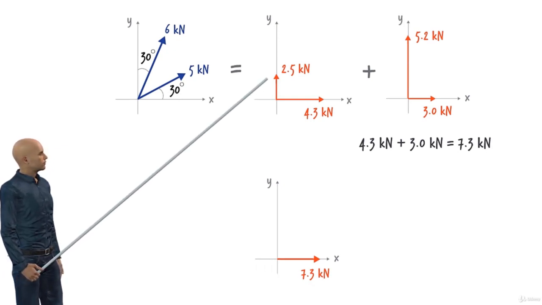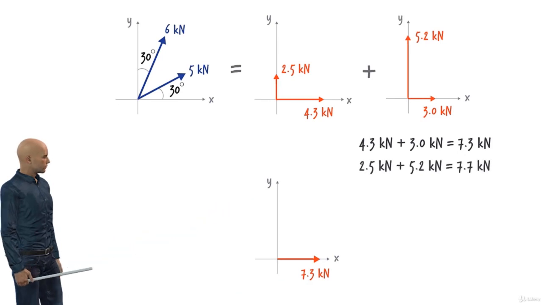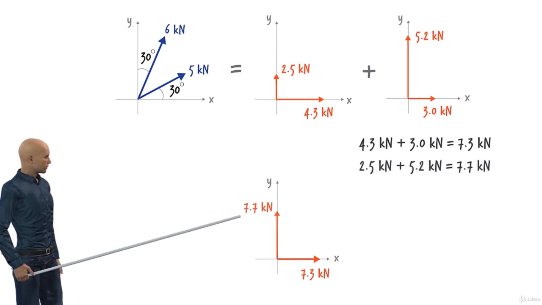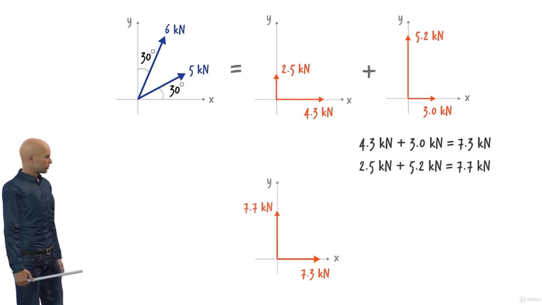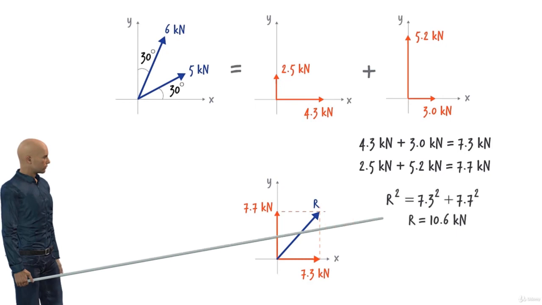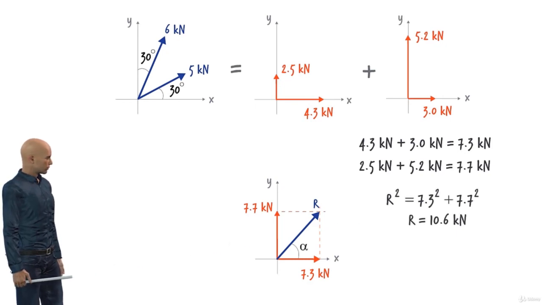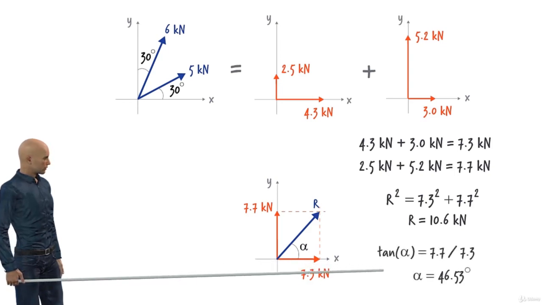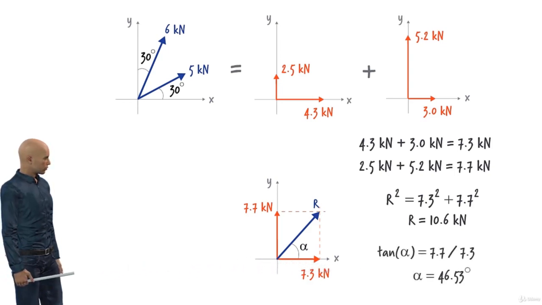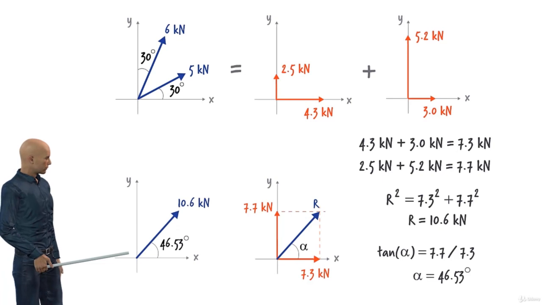And we add the y components together to get a vector with a magnitude of 7.7 kilonewtons. This represents the sum of these vectors in component form. We then add the two components together to get a single resultant vector. The magnitude of this vector can be determined using the Pythagorean theorem, like this. And the orientation of the vector can be determined using trigonometry, like this. Here is our resultant vector.